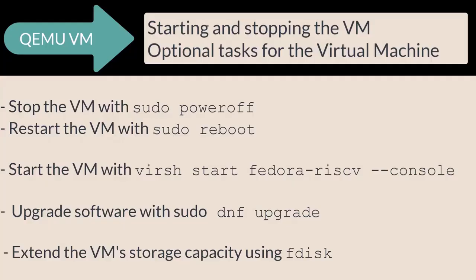The virtual machine can be shut down with the command sudo poweroff or rebooted with the command sudo reboot. To start the system, use the command virsh start fedora-riscv --console. If --console is omitted, then the system will be accessible remotely rather than interactively displayed.